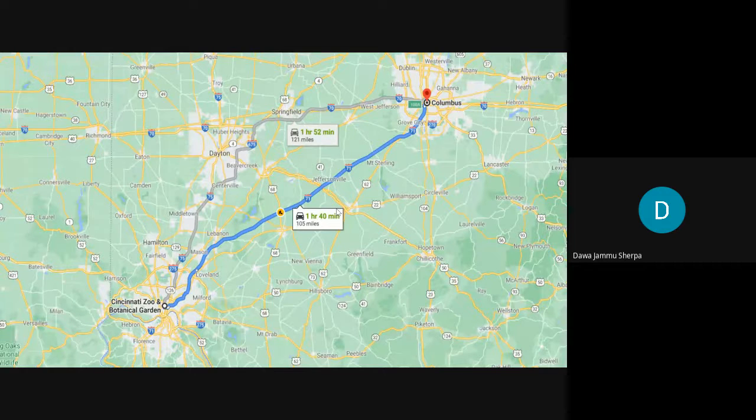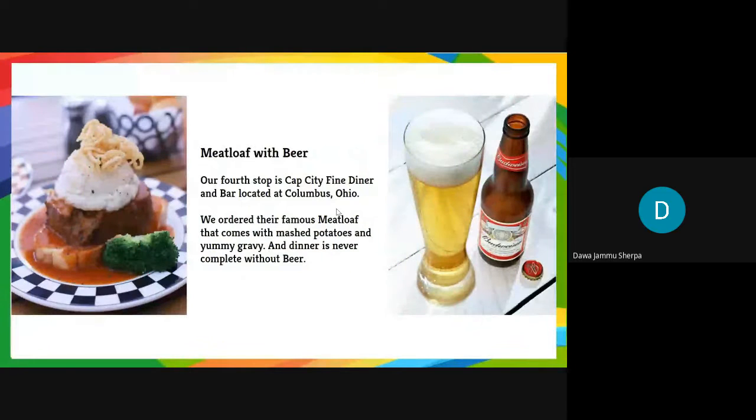Good afternoon, everyone. After having snacks, we all decided to go on a road trip of 1 hour 40 minutes for our dinner in Columbus. As soon as we reached our destination, we were so hungry that we went to a nearby restaurant and decided to have our dinner.